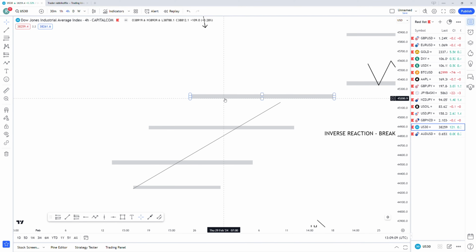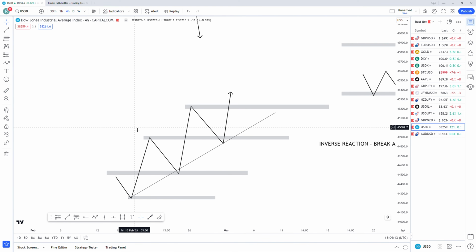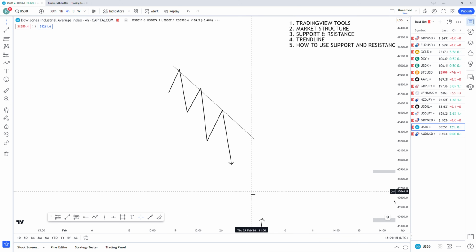Get your confirmation, you take your buy. Then you take your buy. That's how the market moves. And when it's moving in the downtrend, you have your lows as your support. You have your lows as your support.